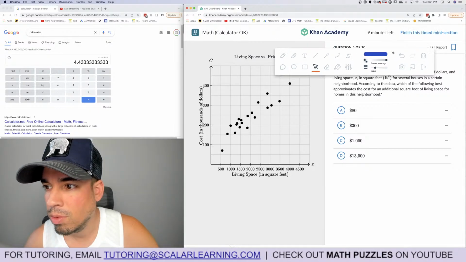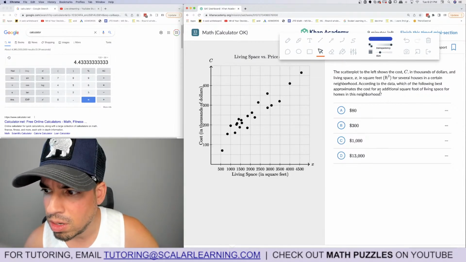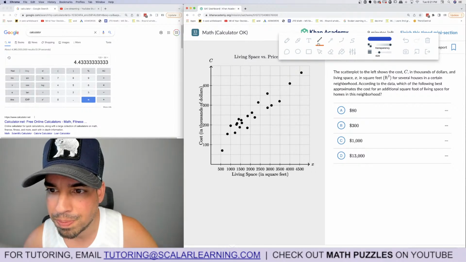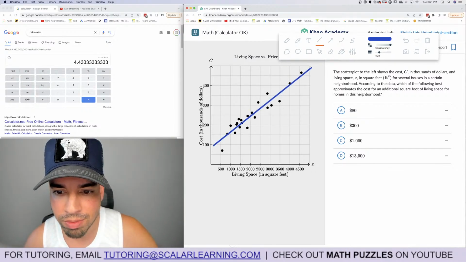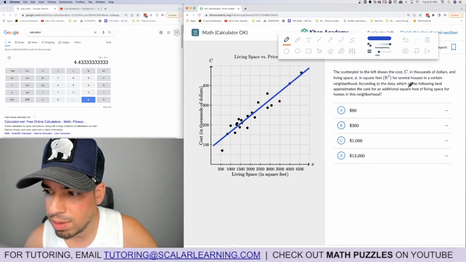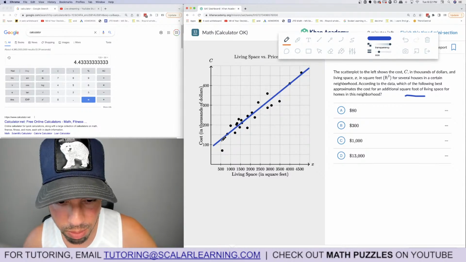5. Oh my God. I'm going to go on slowly. All right. The scatter plot on the left shows cost C in thousands of dollars and living space in square feet. According to the data, which of the following best approximates the cost for an additional square foot of living space for homes in this neighborhood? So do a line of best fit. And we can say for every square foot. So let's do 2 points that are kind of far apart.